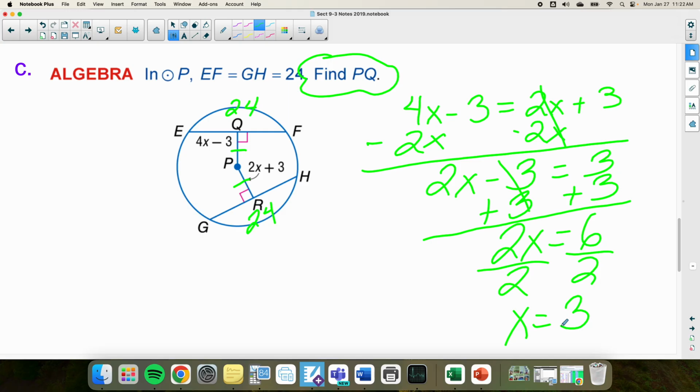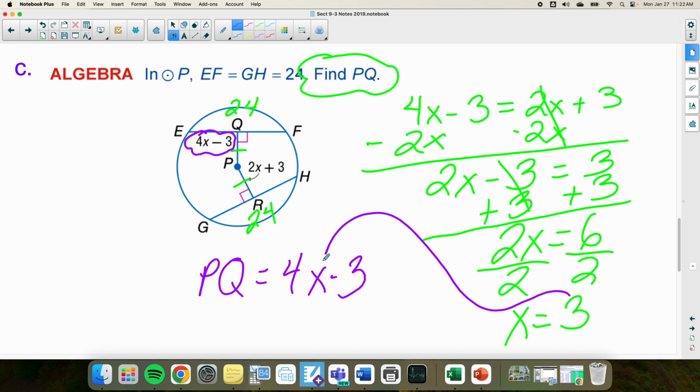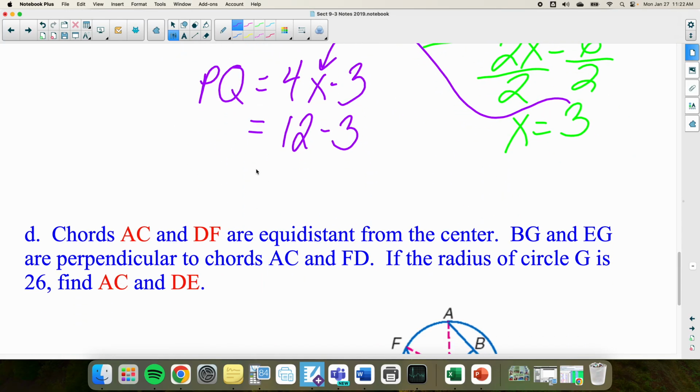And then I just have to take this one step further, and I have to find PQ. Well, PQ is this, 4x minus 3. So then I take this 3 and put it in there. 4 times 3 is 12 minus 3, which would be 9.